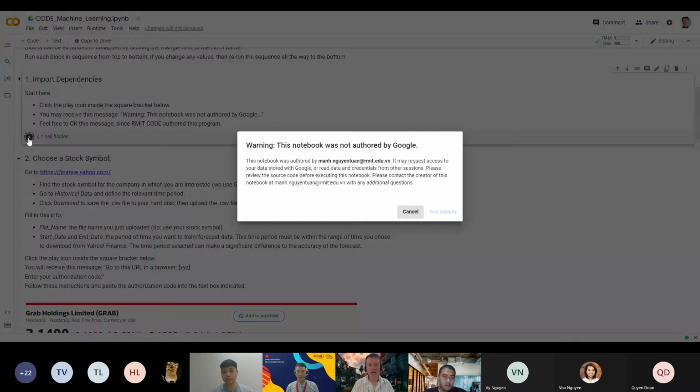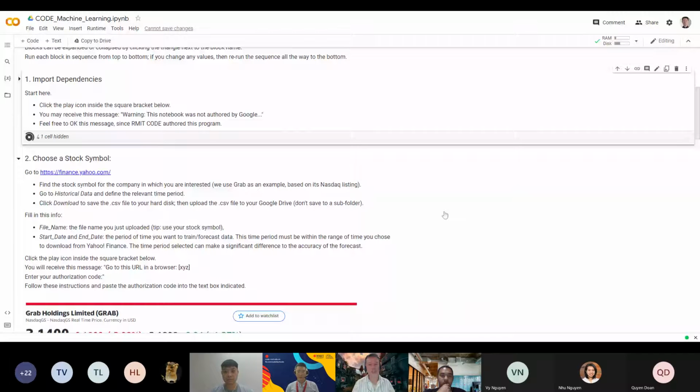And if you're logged in with your RMIT account, you're going to see this message that this notebook was offered by Mun. That's Mun who's in our class right now. And if you're using your personal account, you'll see a similar message. I think it's a DLT code at Gmail account. It's our account. So run anyway. And let's run this. So this is now telling your computer to speak to the machine learning application.